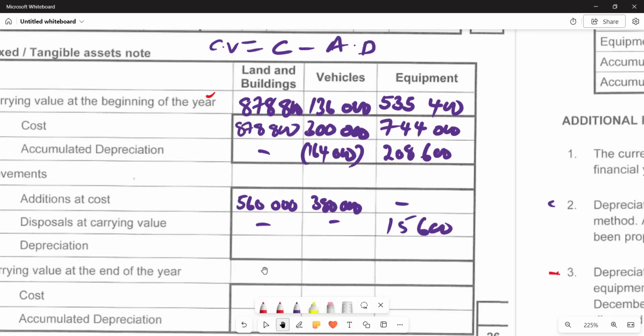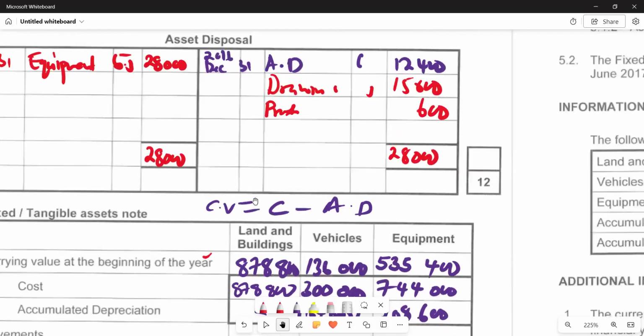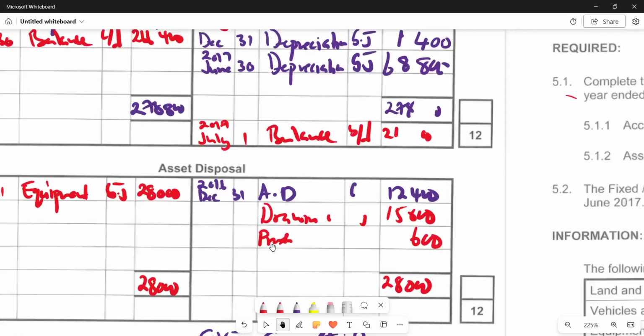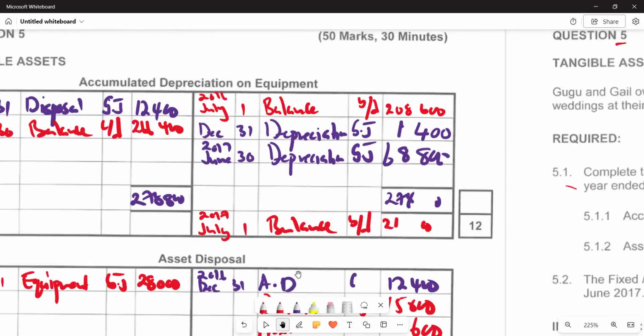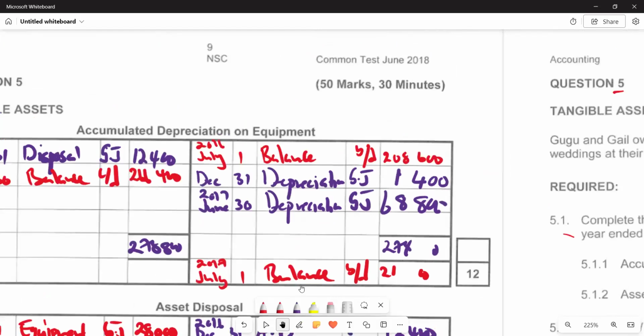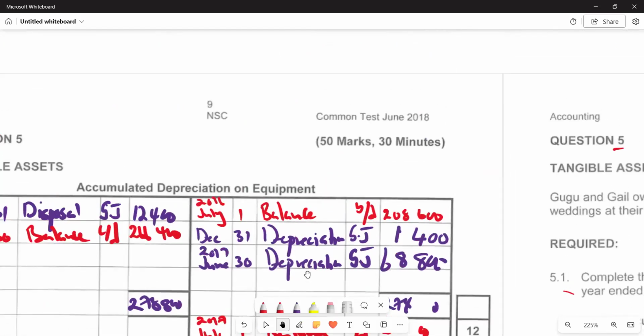Depreciation for the year, we did calculate it in the last video. So we are just going to refer back to the figures that we had in the previous video that we did. So let's just try to check depreciation for the year.